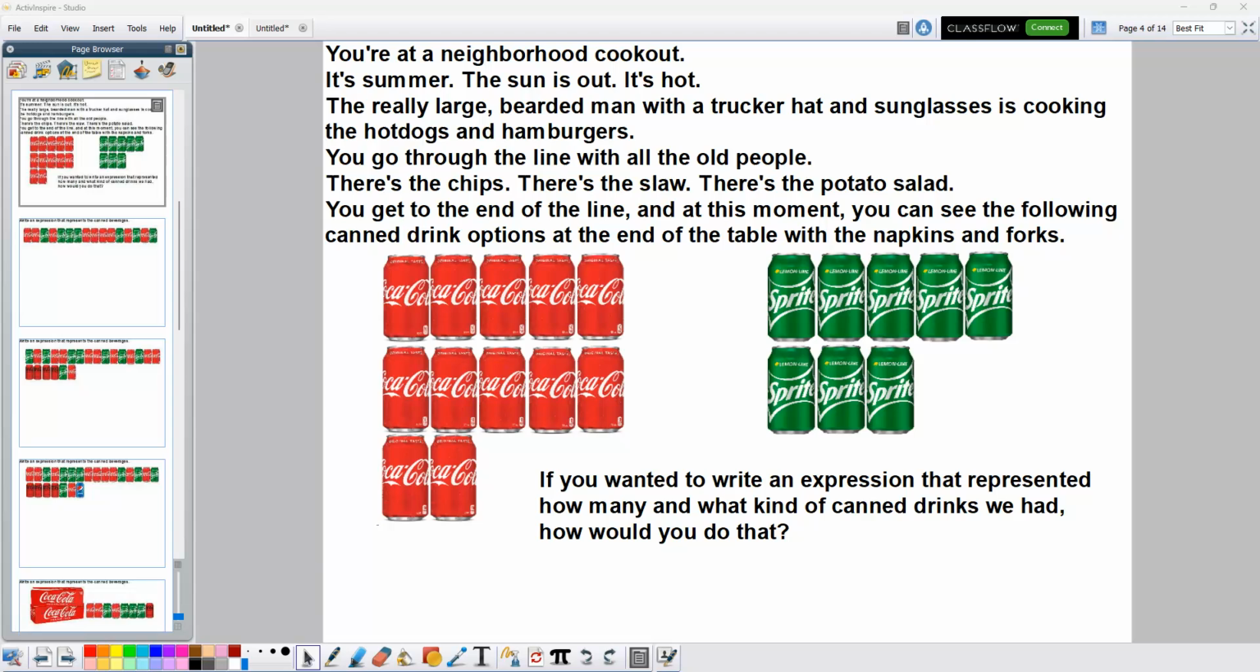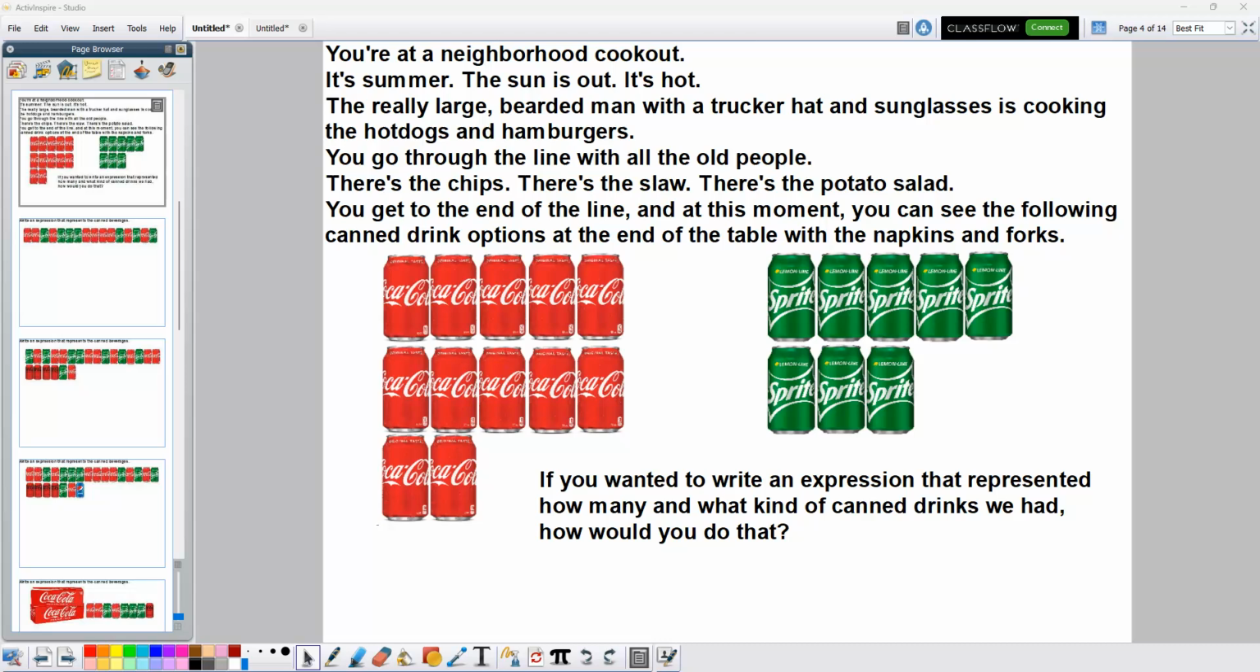Adding and subtracting polynomials. Before we get there, you're at a neighborhood cookout. It's summer. The sun is out. It's hot. The really large bearded man with a trucker hat and sunglasses is cooking the hot dogs and hamburgers.